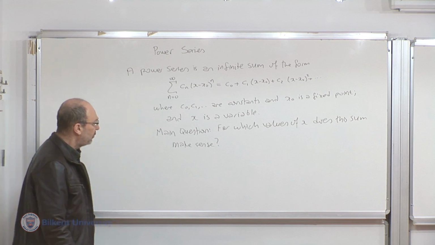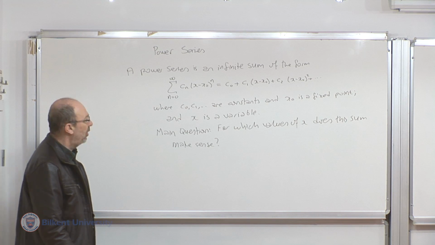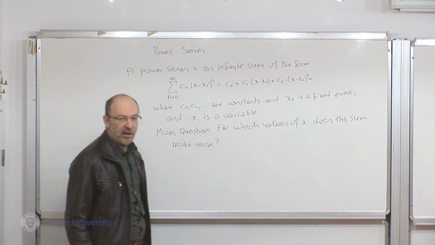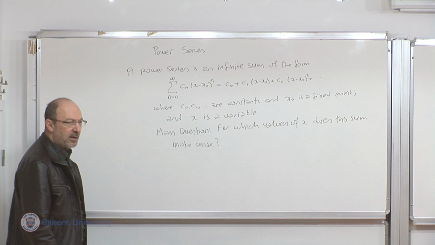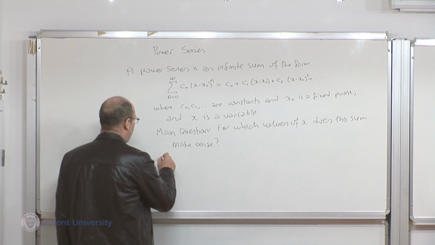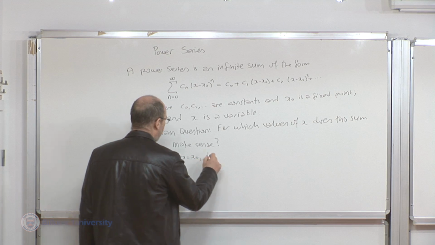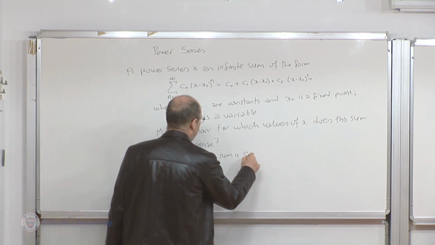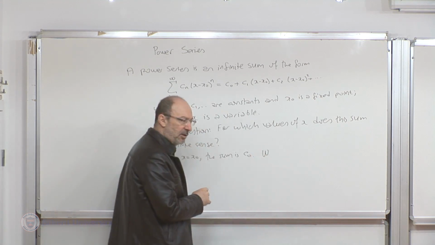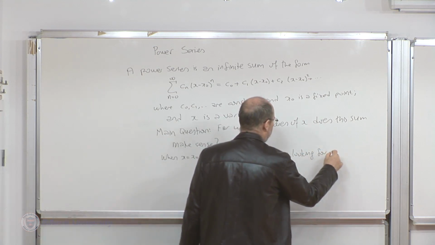So every power series of this form obviously makes sense at least at one point: when you put x equals x sub 0, everything here is 0. You just have c sub 0. So at that point it always makes sense. When x equals x sub 0, the sum is C0, but this is trivial. We are looking for other x.